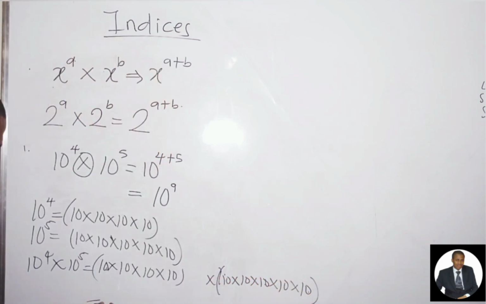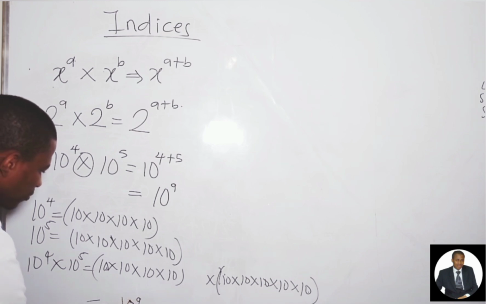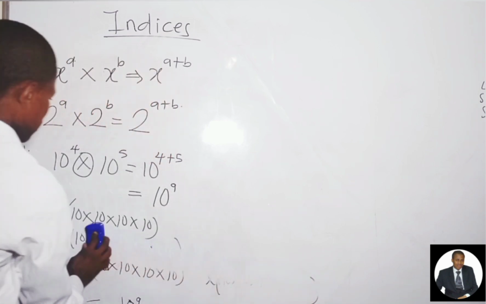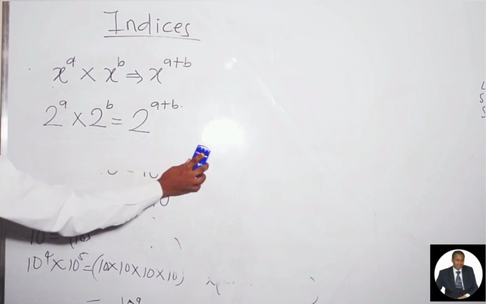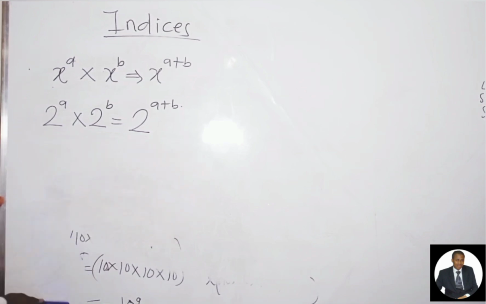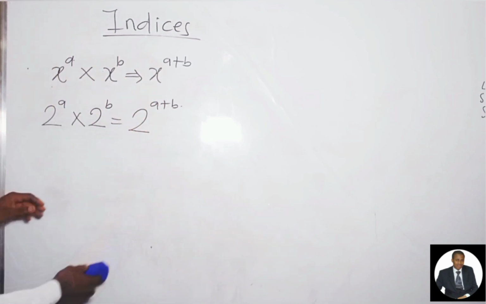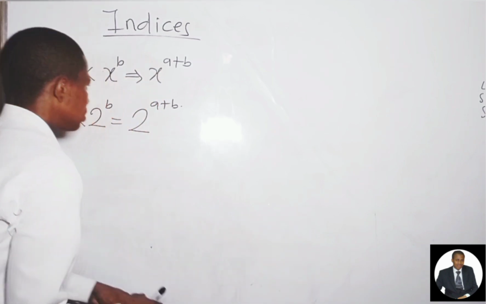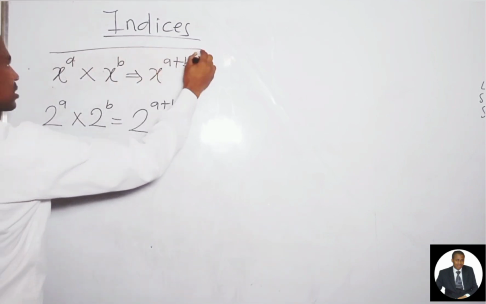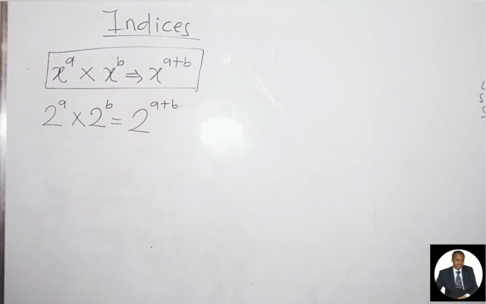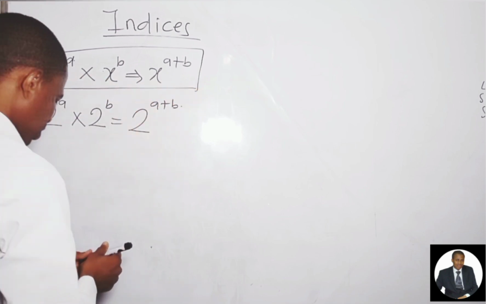What we eventually have is 10 to the power of 9. The first law: once we are multiplying and we have the same base, what you need to do is just add the exponents. They have the same base, just add the exponents together.